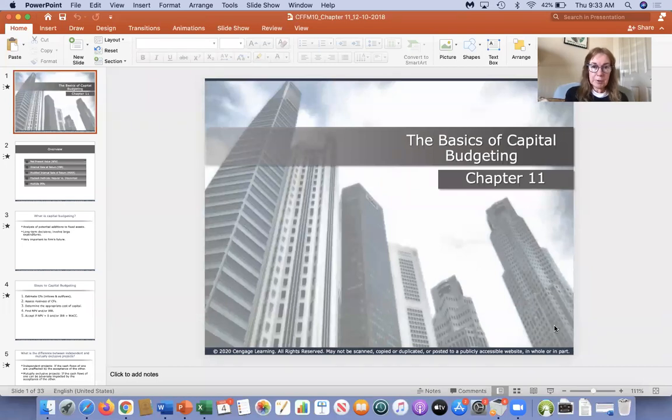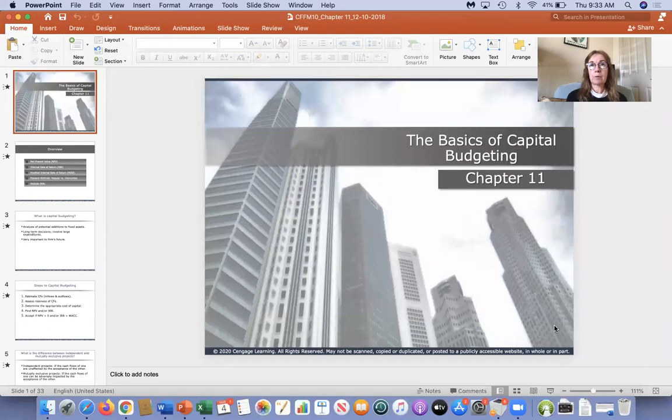Hello, this is a synopsis of Chapter 11, which is capital budgeting. Now, what this chapter is dealing with is when a firm makes a long-term decision to undertake a new project or start producing a new product. So a capital budgeting decision is a long-term decision. They want to be really sure that they're entering into a decision that's going to be profitable for them.